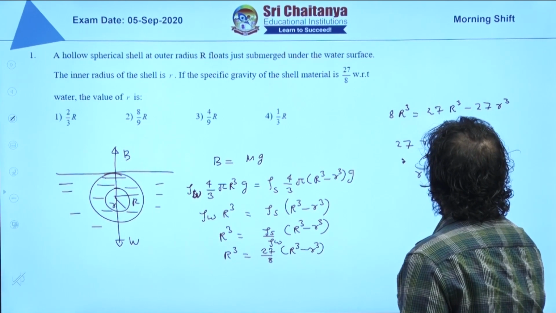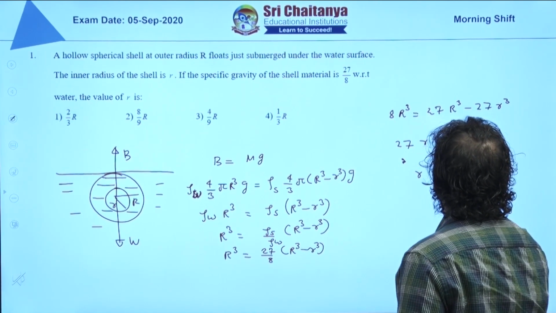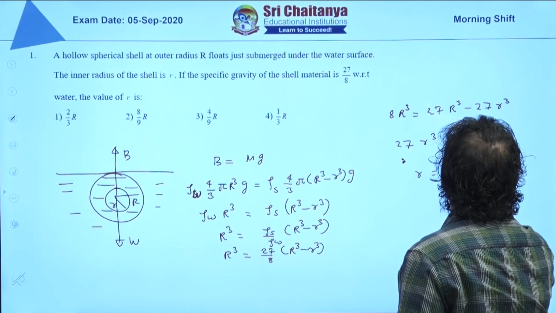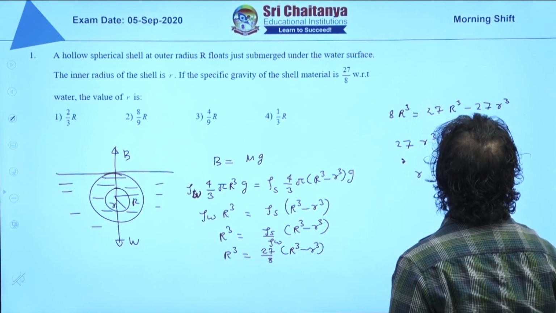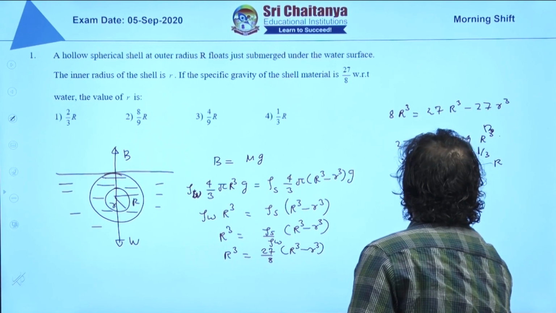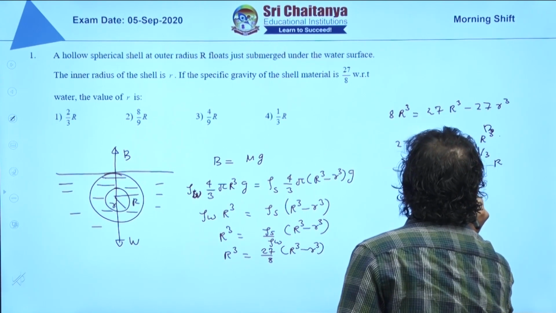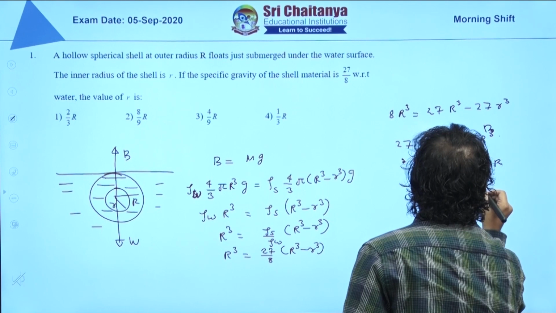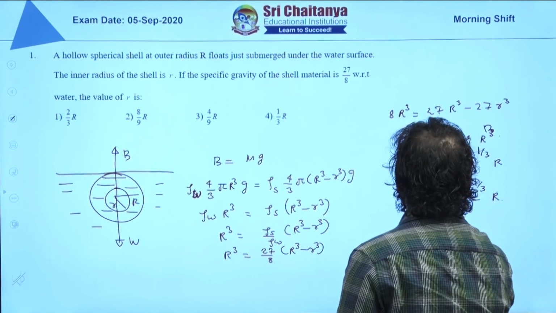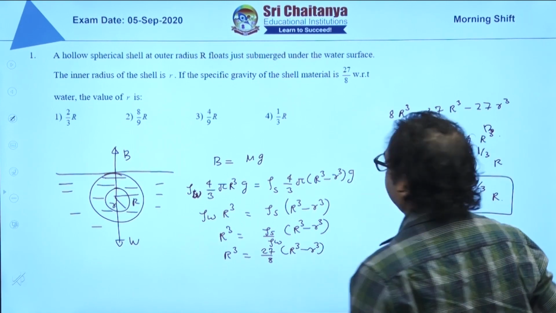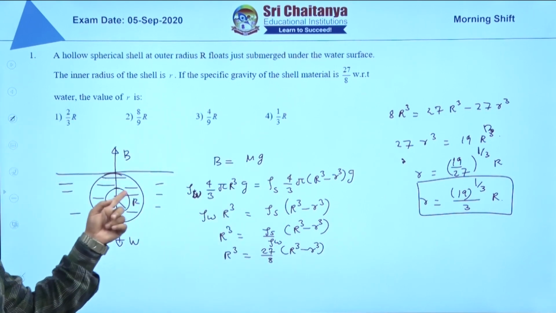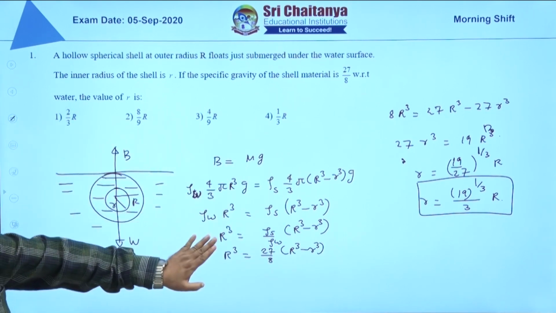So, 27 r cube is equal to 19 R cube. So, r value is nothing but 19 upon 27 whole power 1/3 into R, since this one is cube. Or we can write 19 power 1/3 divided by 3 into R. So, this is your answer. Here you can see none of the options match, but this is your answer.